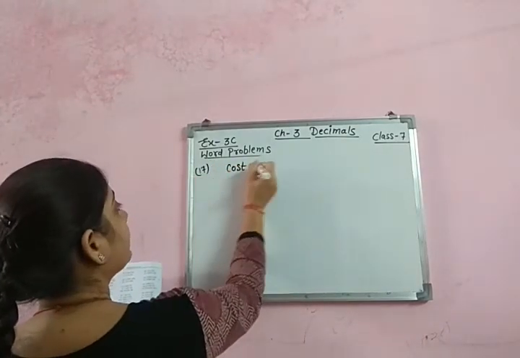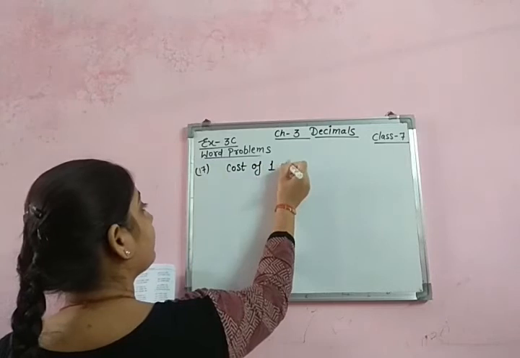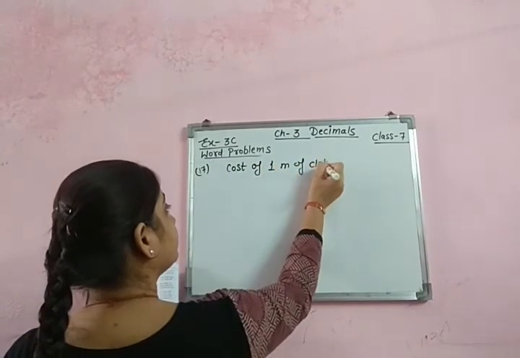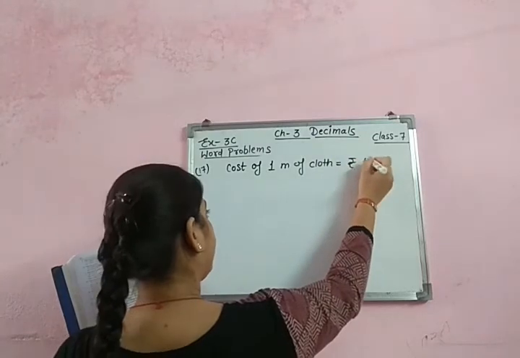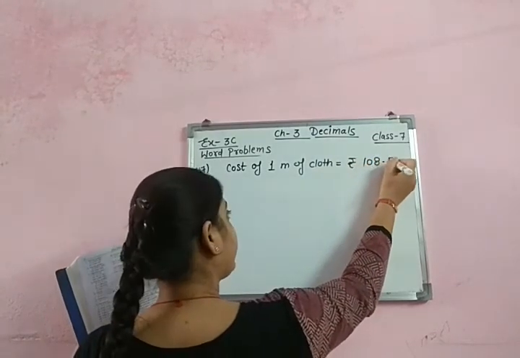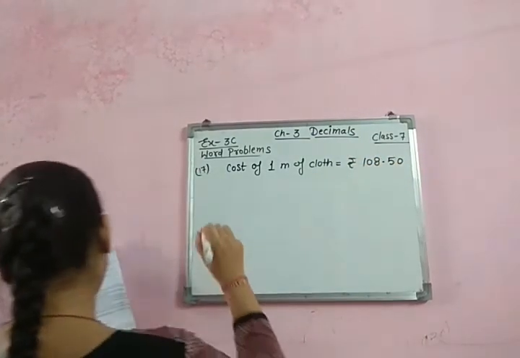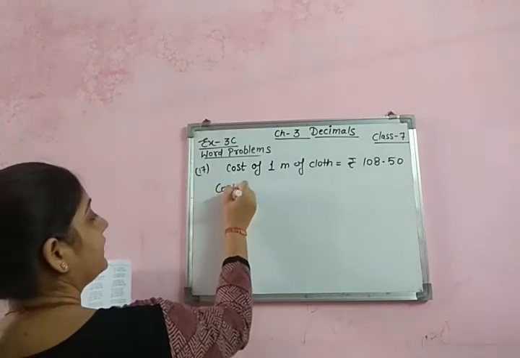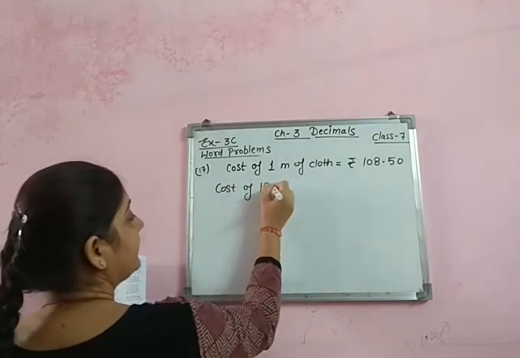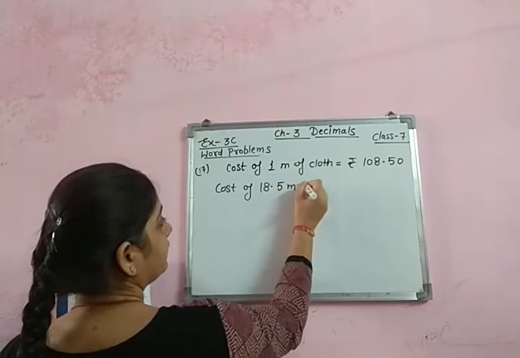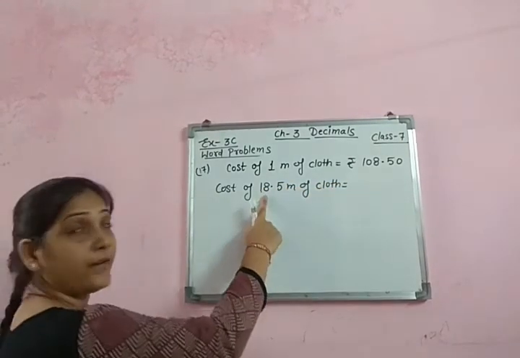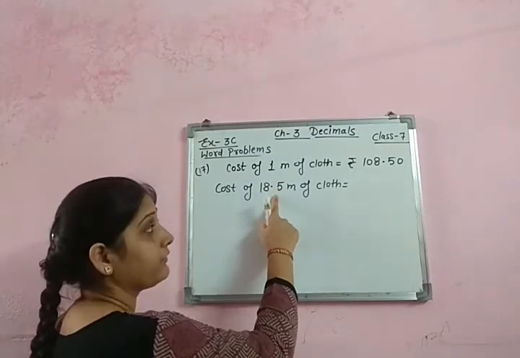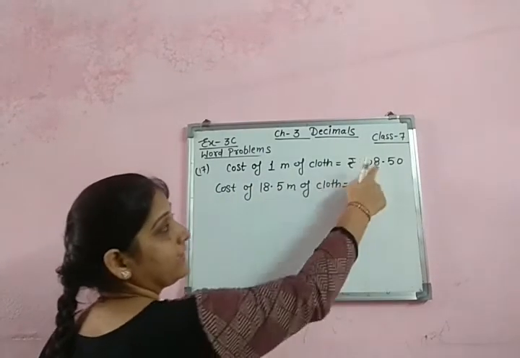Cost of 1 meter of cloth. So 1 meter cloth की cost क्या है? 108.50, and then we need to find the cost of 18.5 meter of cloth. So we are finding for more, again 18.5. One से ज़्यादा है 18.5. So let's multiply these two.